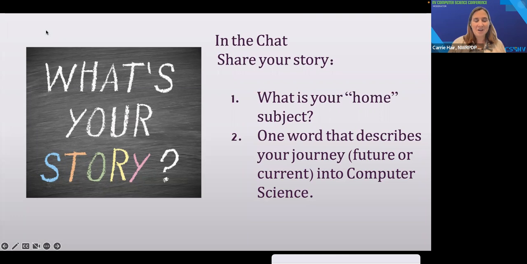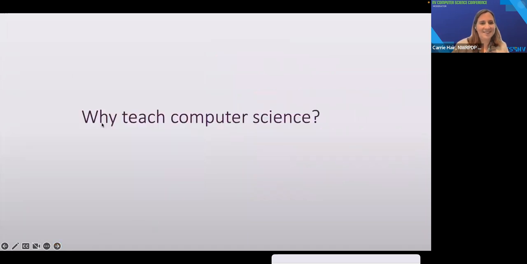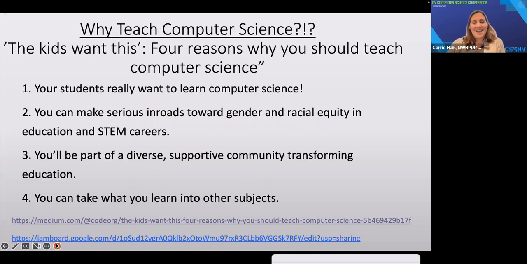All right, so we're going to go ahead and go on. Time. Yeah, the time was a killer for me, and I'll tell you how I dealt with the time. All right, so why do we want to teach computer science? And this came from an article, and it's really, the kids want this. 4 reasons you should teach computer science. And let's see, time's sake. We have 20 minutes. I think we can get this done.